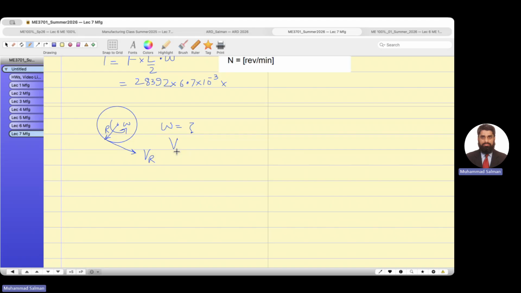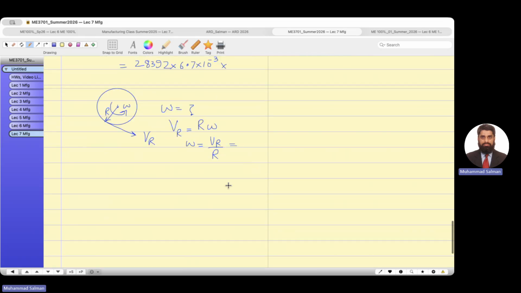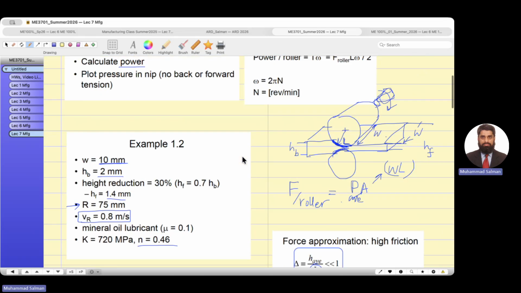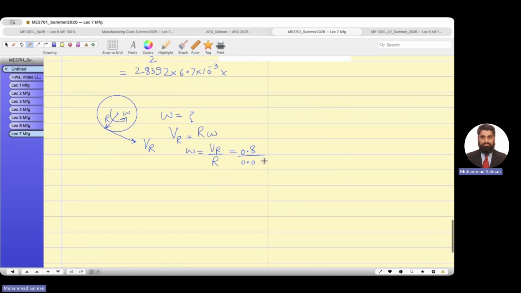You will tell me, Professor, tangential speed equals r times omega. You agree with me? And omega equals the tangential speed of the roller divided by the radius, which is given. The speed of the roller is given as 0.8 meters per second, divided by the roller radius. How much is the roller radius? 75 millimeter. Let's convert it into meters. Can I write it down like this? What do you get? Can you help your professor?